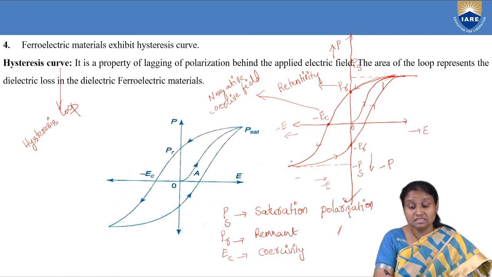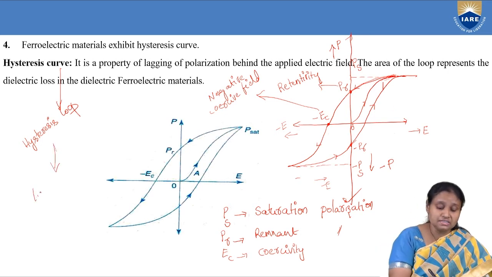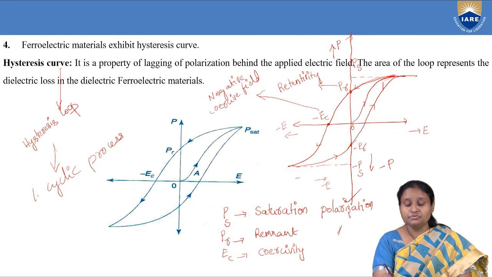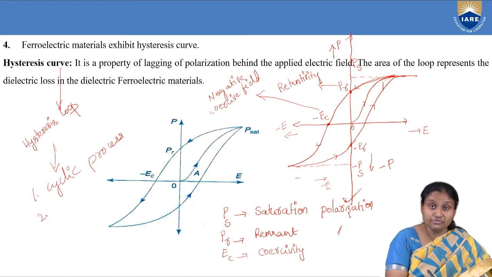So this is our cyclic process. Here we'll say that the hysteresis curve is a cyclic process. The first property is that it's a cyclic process, because with respect to increasing or decreasing of electric field, it is going to follow the same path. And one more point you're going to observe, the second feature of this hysteresis curve, is that it represents an irreversible property.